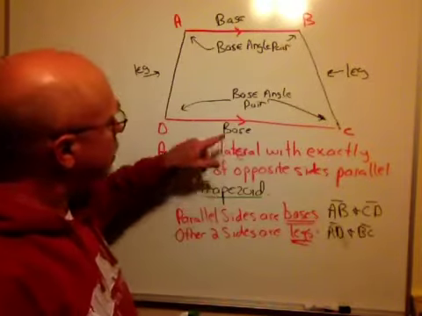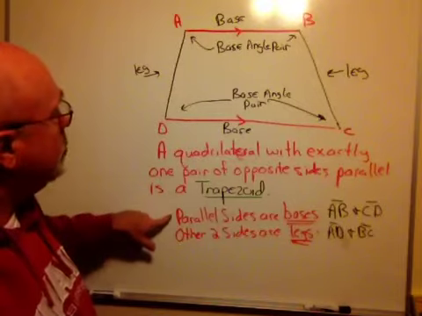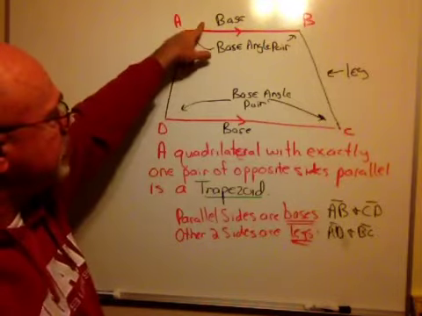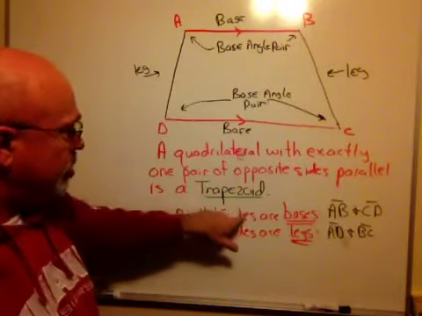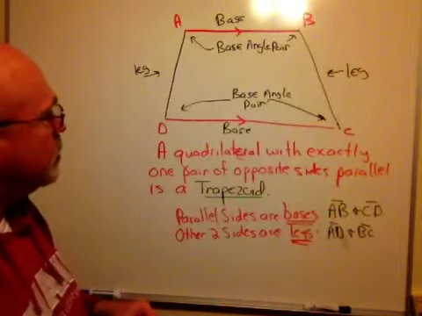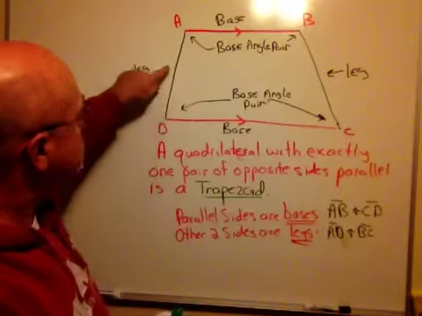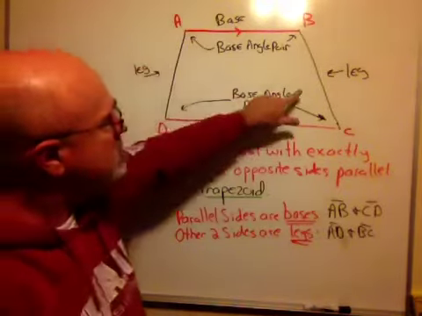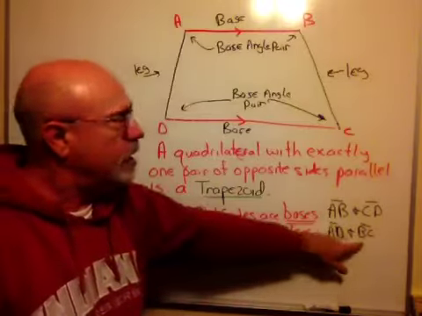The sides that are parallel are called the bases. So, in our picture up here, segment AB is a base and segment CD is a base. The parallel sides are the bases, segment AB and segment CD. The other two sides that aren't parallel are called the legs. So segment AD and segment BC are legs. AD and BC.